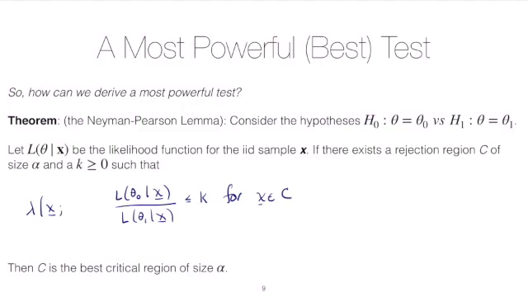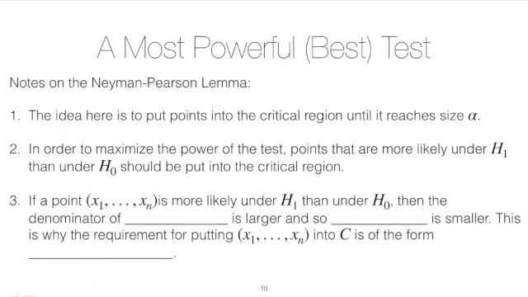And sometimes this ratio, you could call it a likelihood ratio, is denoted lambda. It's a function of x, and then our parameters theta naught and theta 1. So the idea behind the Neyman-Pearson Lemma is really what we've described as a mathematical way to put points into the critical region until it reaches size alpha. And in order to maximize the power of the test, points that are more likely under the alternative than under the null would be put into the critical region. And so that seems to make some intuitive sense. If points are more likely under the alternative, then you would like to reject samples that look like that.